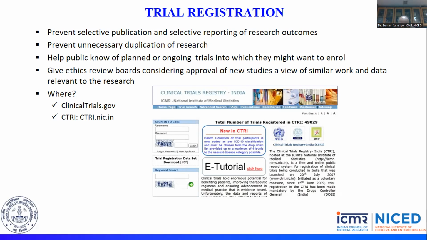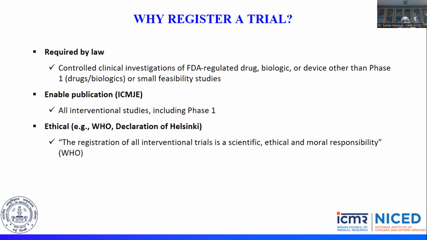There are 33 things that need to be filled in, like who the sponsor is, who the investigator is, what the intervention is, the full PICOT, whether it is multicentric or not, whether it is DCGI cleared or not. Everything has to be given, including the date of enrollment. So why register a trial? It is required by law now, it enables publication, as I told you, and it is ethical. Registering all intervention trials is your scientific, ethical, and moral responsibility.